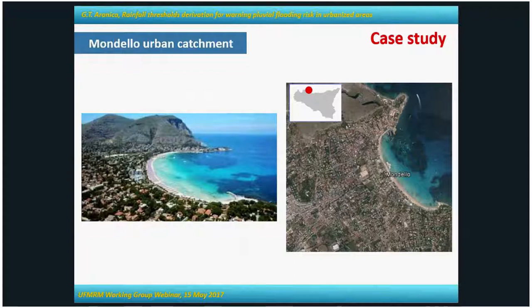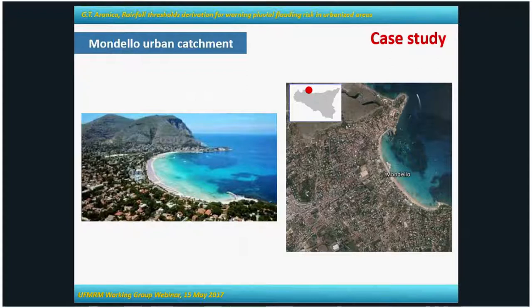Because many years ago, last century, this was a marsh. So it was a flat area, which is subjected to flooding because the water comes from the rainfall and remains on the area. So it's difficult to drain. So pluvial flooding is maybe the plague of this area.